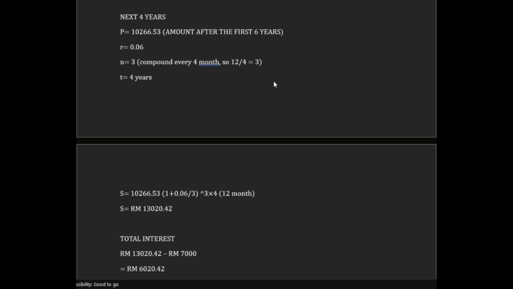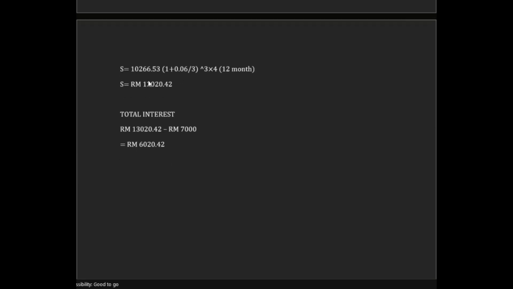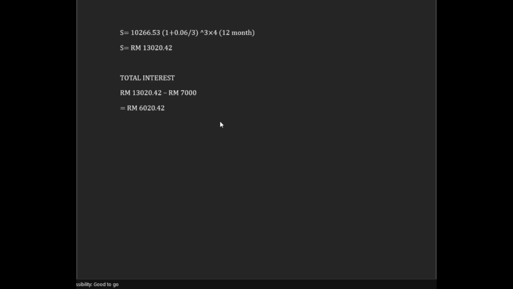and then we calculate for the next 4 years, and we use the same formula with slightly different information. Again, we get the answer 13,020 ringgit 42 cents, and then for the total interest we have to subtract 7,000 ringgit, and then we get the final answer, 6,020 ringgit.